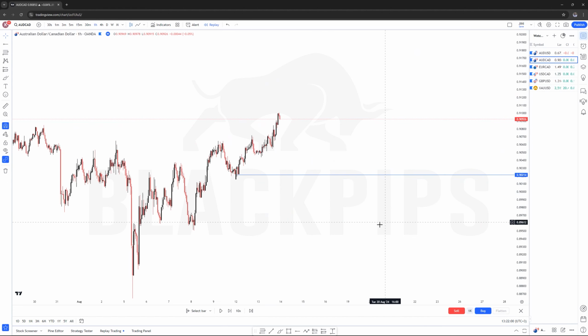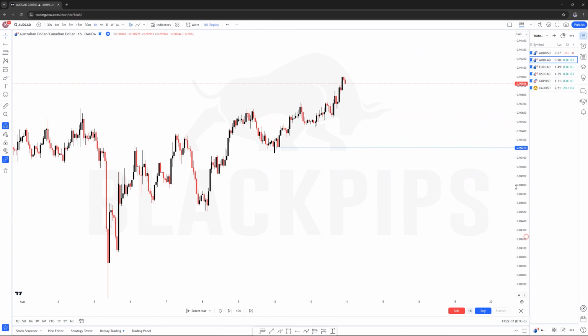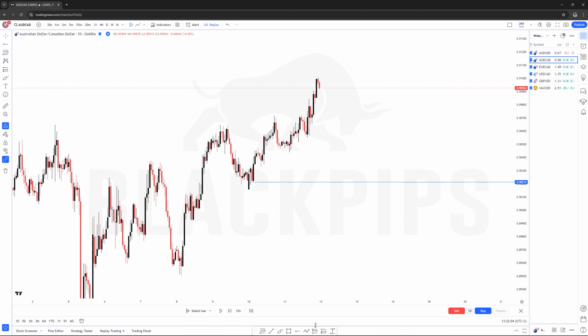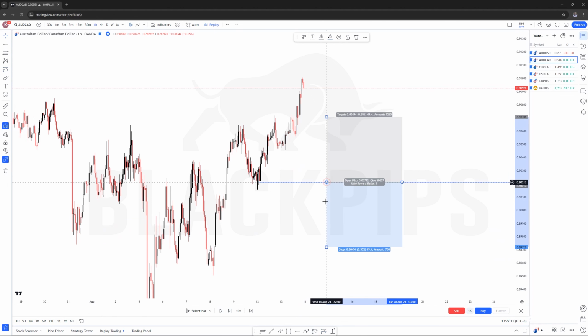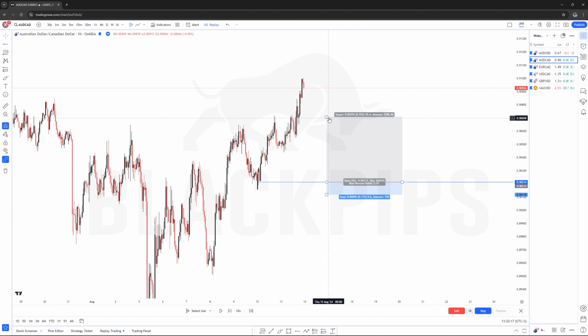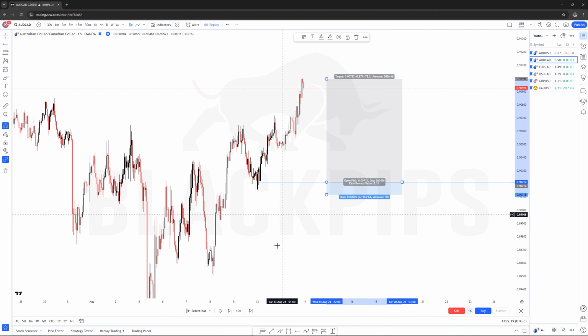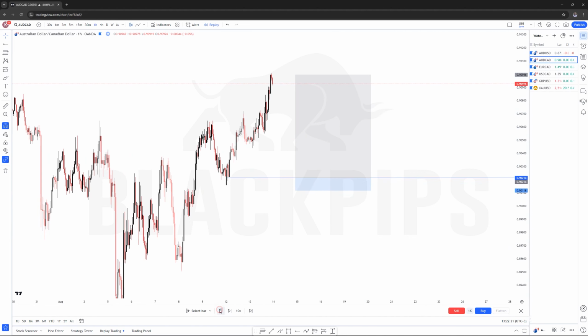So that is where we will put our entry, from this point here, and the stop loss, let's put it 10 or 15, whatever, and I'll take profit at the turning point there. So let's see how the price reacted.